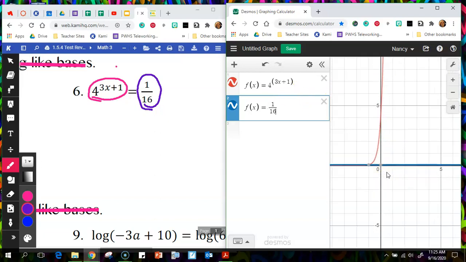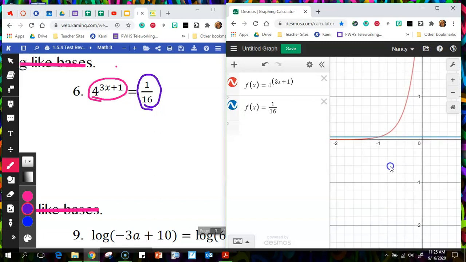So I'm going to zoom in here just to make sure I'm actually on the point where they intersect, which is right here. So my answer is x equals negative 1.